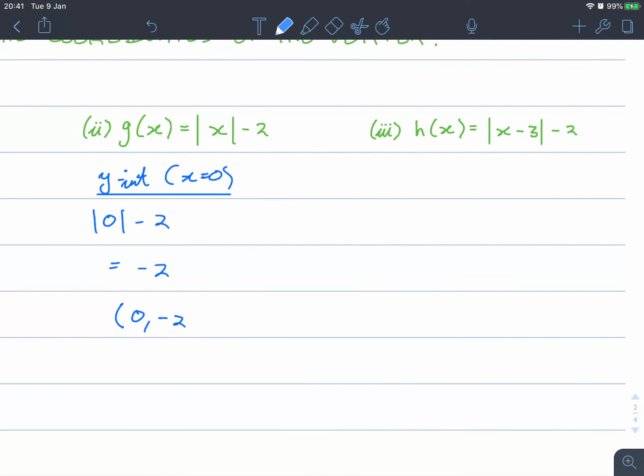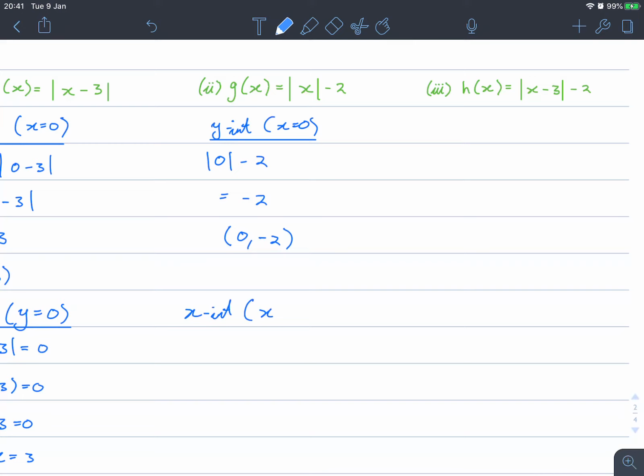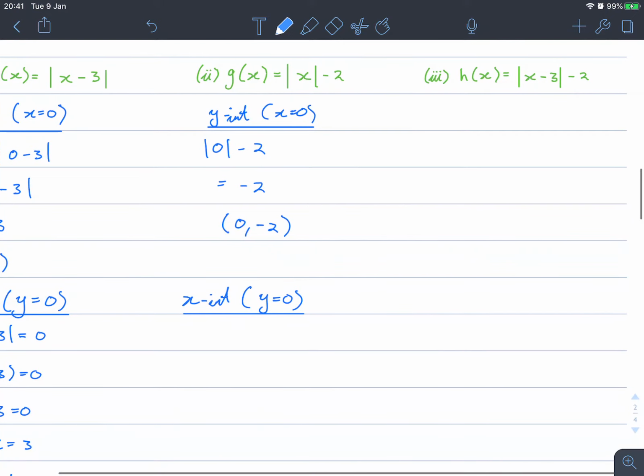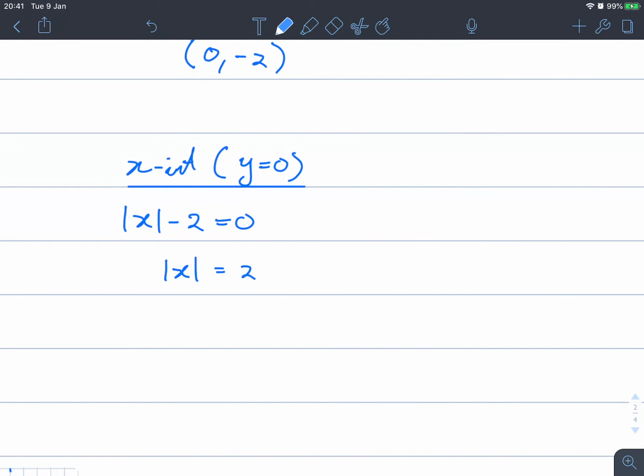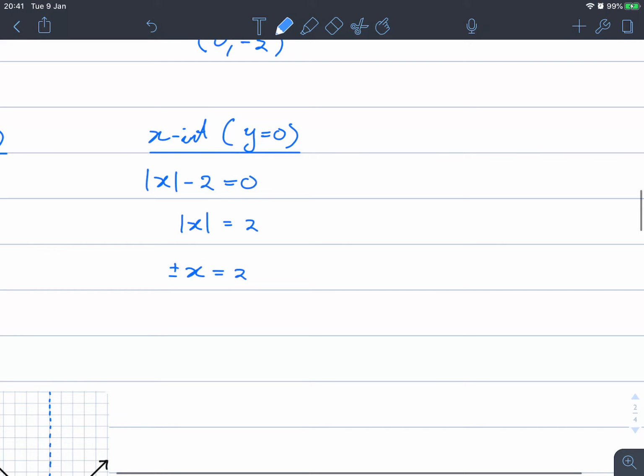My x-intercept is going to be at y equal to 0. So we let the entire thing, absolute value of x minus 2, equal 0. Solving for this, we get absolute value of x equals 2. Now with the absolute value, we get positive or minus x is equal to 2. We get two x-intercepts here: x equals positive 2 and x equals negative 2.